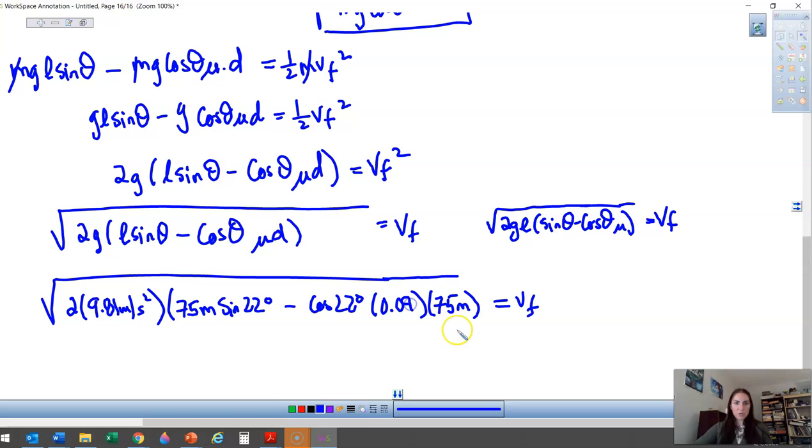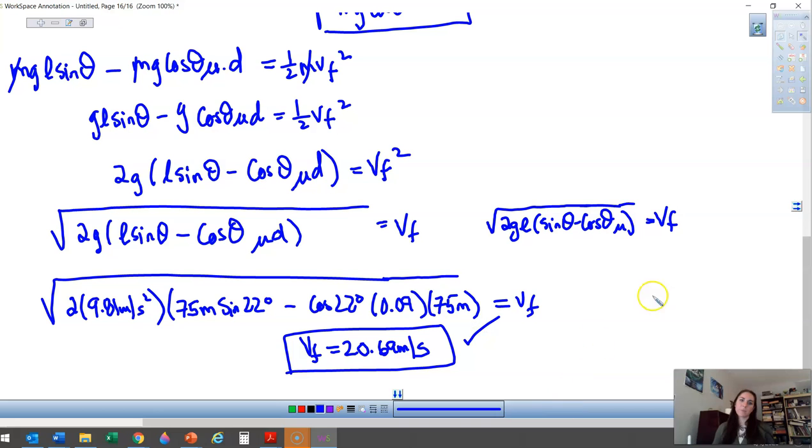Probably were yelling at me. It's 0.09. 0.09 times 75. 75 times sine 22 minus my previous answer, so 6.258, times 9.81 times 2. Perfect. Memorize the answers. So 20.69 meters per second. Wonderful. Ta-da! There you have it.